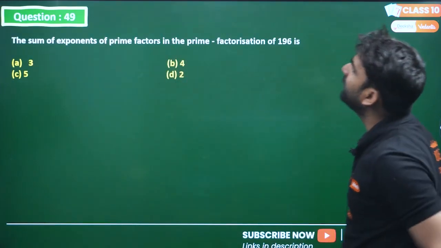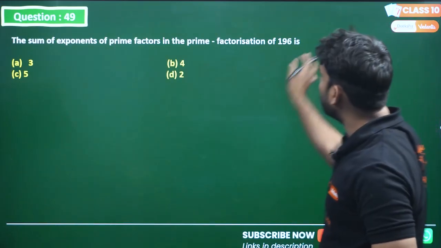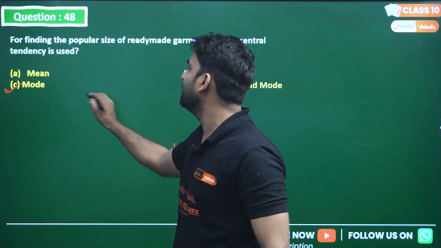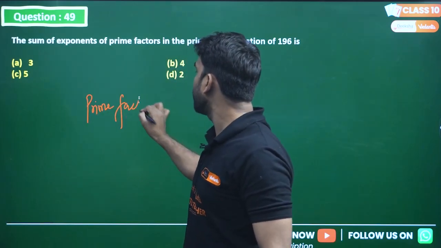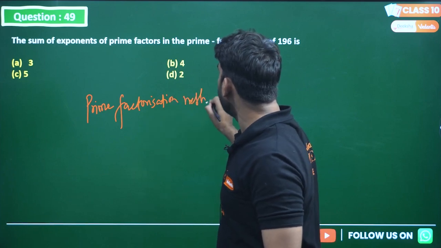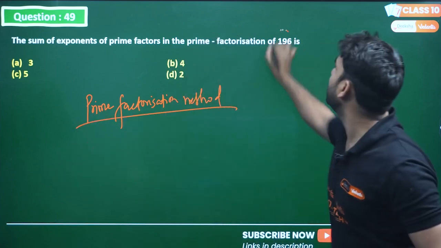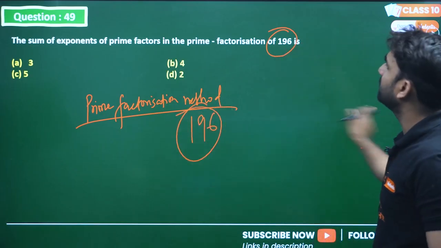The sum of exponents of prime factors in the prime factorization of 196. Solve this question by using the prime factorization method. Go and take the prime factors of 196 and read the question carefully. You can get the result. Moving to question number 50.